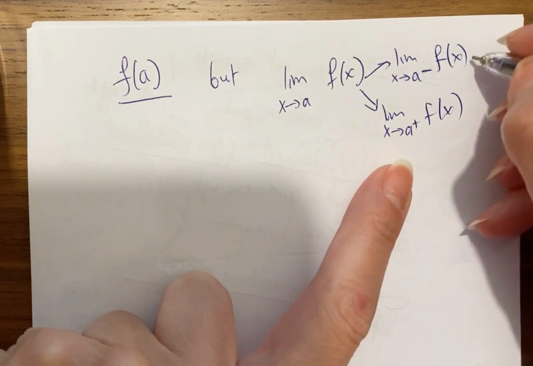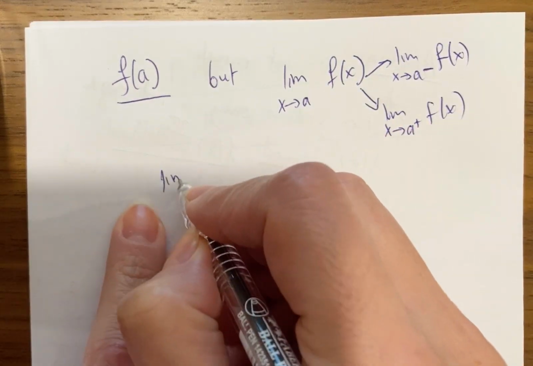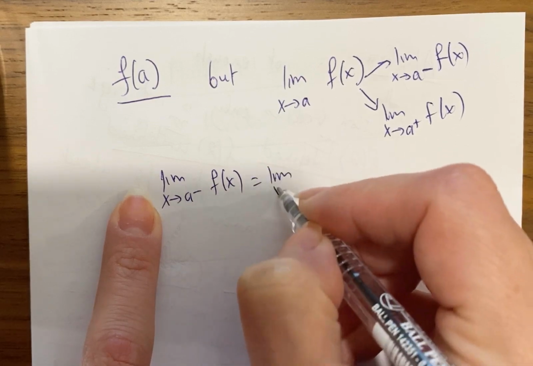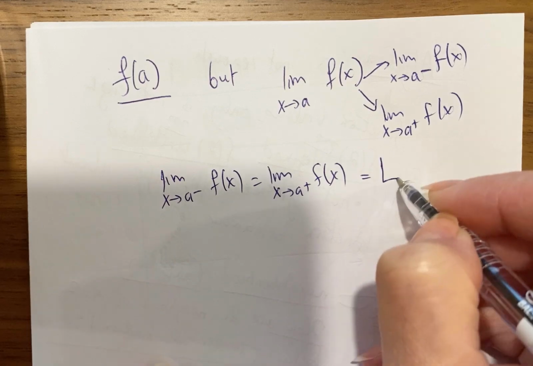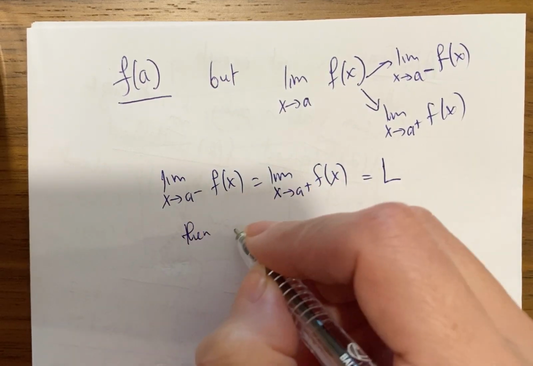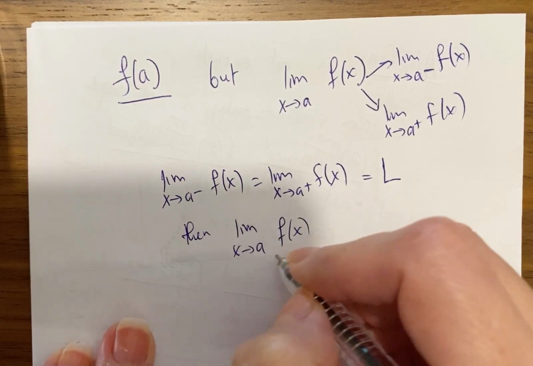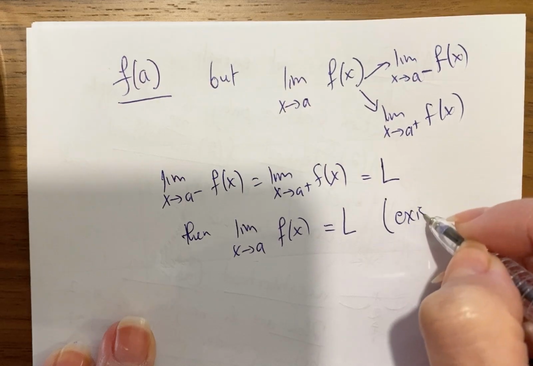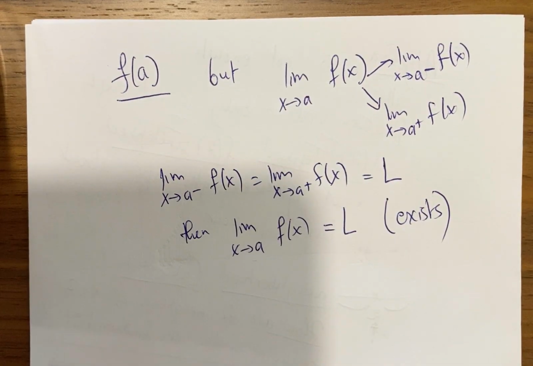If those two values, the left and the right limit, are equal to each other, equal to L, then we say that the general limit around a, without plus or minus, meaning from both sides, is also equal to L. It exists, in other words, and is equal to L, where L is a finite number.